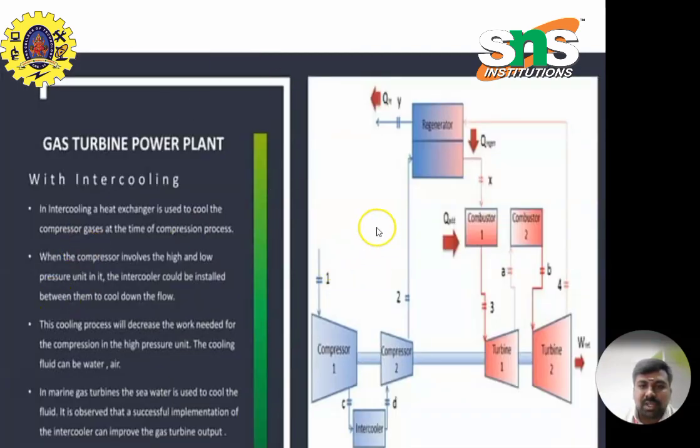This is the layout of a simple gas turbine power plant with intercooling. In intercooling, a heat exchanger is used to cool the gases during the compression process. When the compressor involves a high and a low pressure unit, the intercooler can be installed between them to cool down the flow. The cooling process will decrease the work needed for compression in the high pressure unit. The cooling fluid can be water or air. In the gas turbine, seawater is used to cool the fluid. It is observed that successful implementation of the intercooler can improve the gas turbine output.